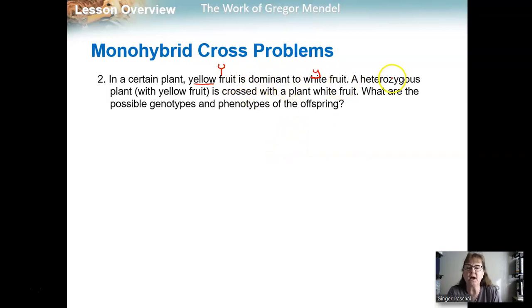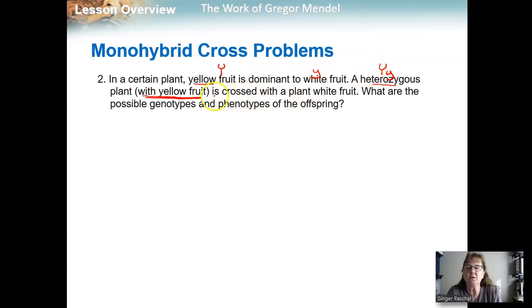Heterozygous means they have 1 of each letter. Now, we notice this is in parentheses. We would not need this clarification with yellow fruit, because if they're heterozygous, we know they have 1 of each letter. If they have 1 of each letter, that means they have the dominant allele, and that dominant allele says that this plant will have yellow fruit.